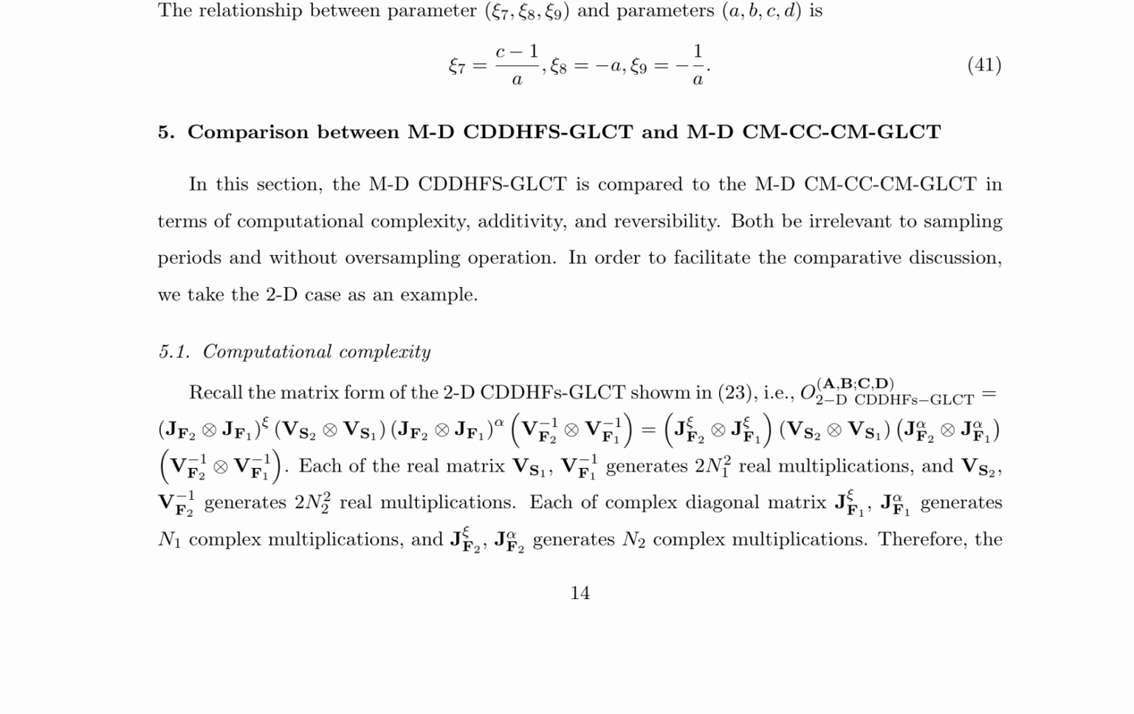CDDHFs-GLCT is analyzed, and it is shown that each of the real matrices Vs1 and V1F1 generates 2n1 squared real multiplications, while each of the complex diagonal matrices generates n1 complex multiplications. Similarly, each of the real matrices Vs2 and V1F2 generates 2n2 squared real multiplications, and each of the complex diagonal matrices generates n2 complex multiplications.